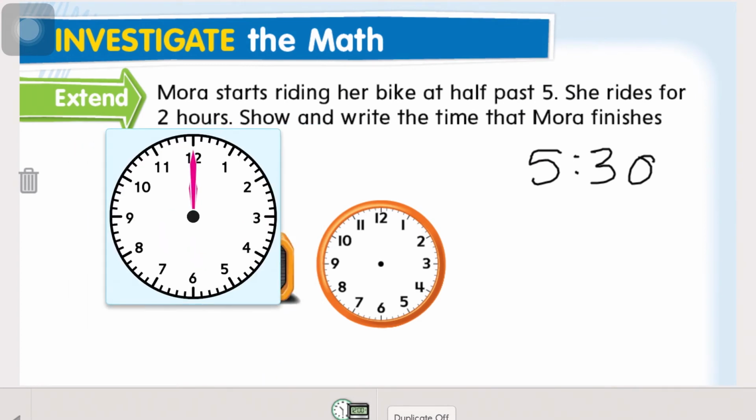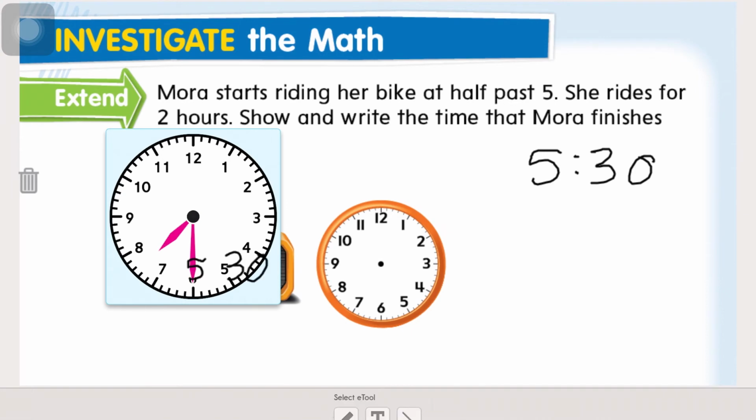So let's get to 5 o'clock first. Gotta have my hour hand on the 5, my minute hand on the 12 to say o'clock. She starts her ride half past this, so she starts at 5:30 and rides for 2 hours. If we make it all the way around the clock, that's 1 hour, so 1 hour back to the 6. And then we need to go one more time because she rode for 2 hours. All the way around, and now we are at the 2 hour mark after her bike ride.